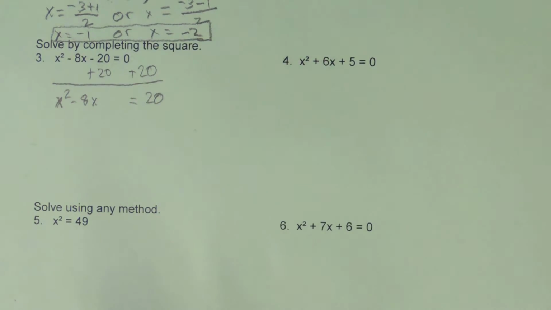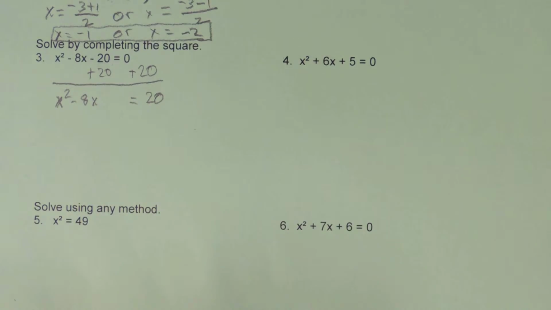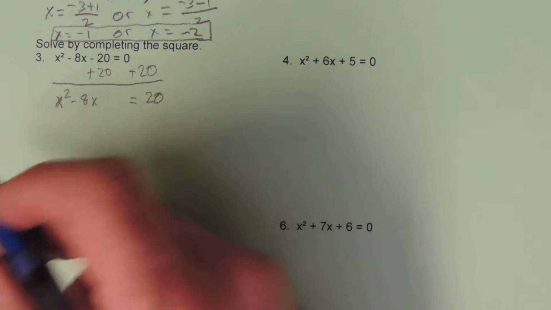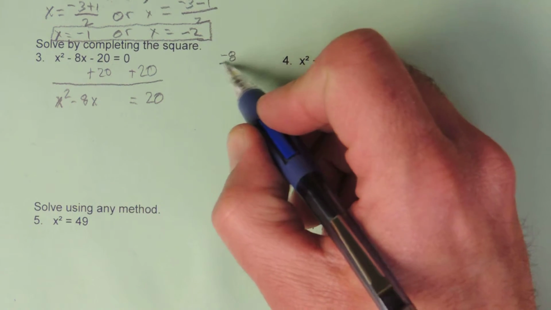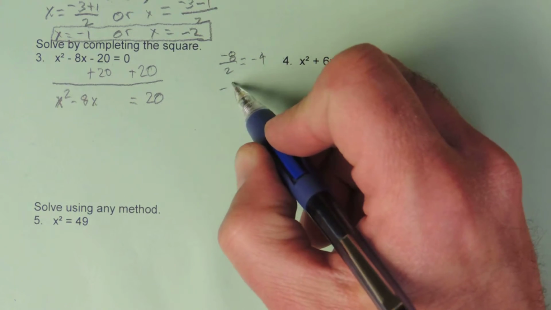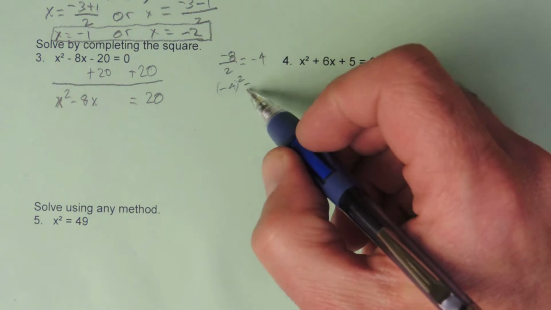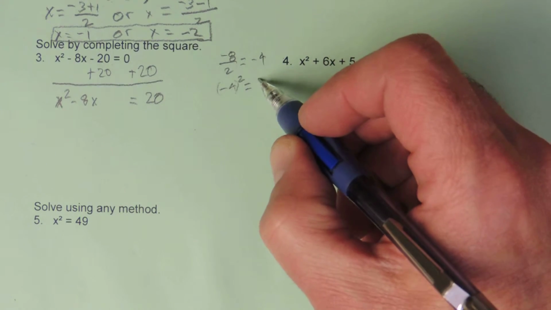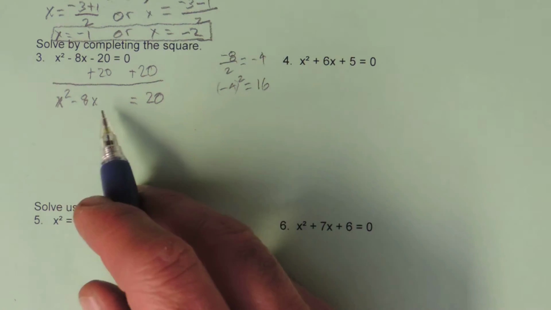Now to make a perfect square trinomial, I need to take half of this and square it. So I'm going to come over here, out of the way. Negative 8 divided by 2 equals negative 4. Negative 4 squared equals 16. So I need to add 16 here.